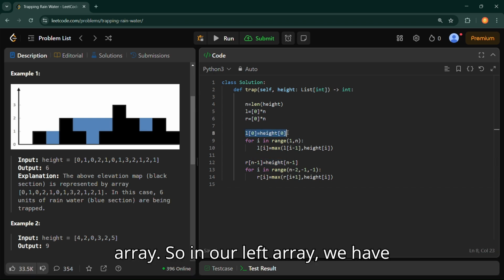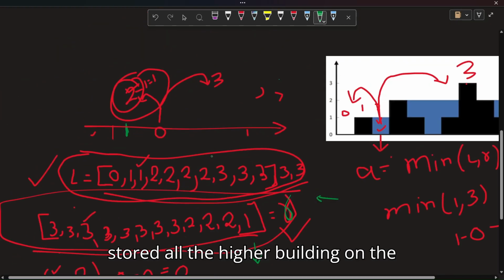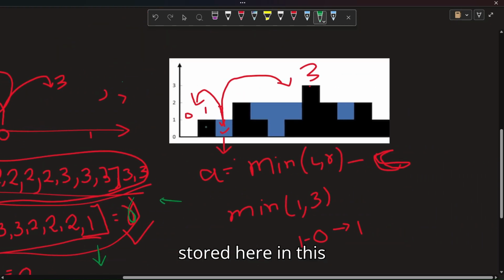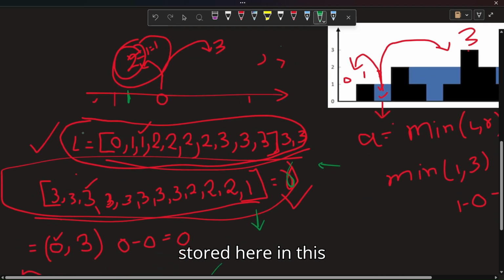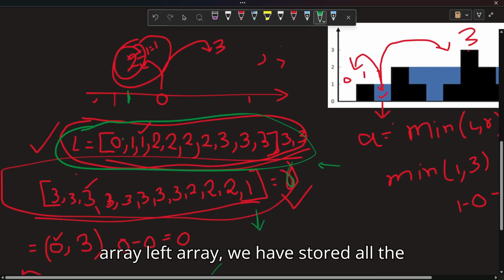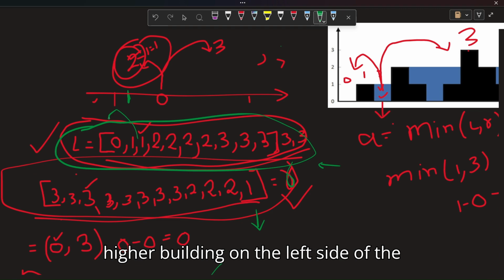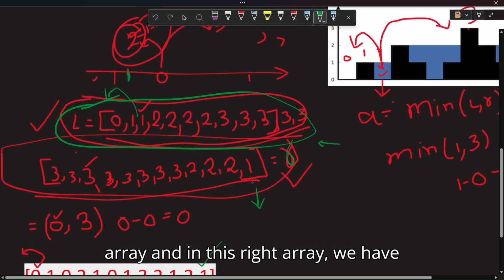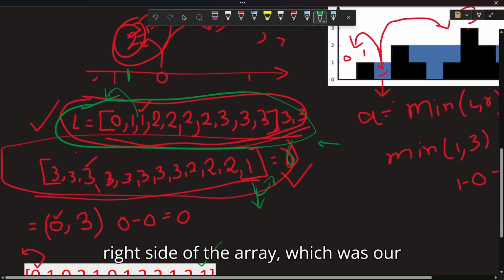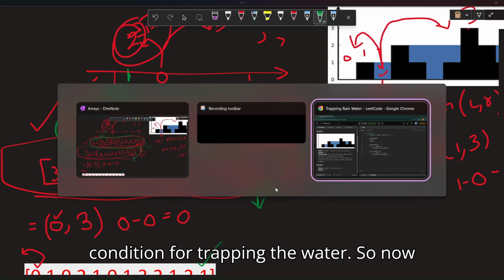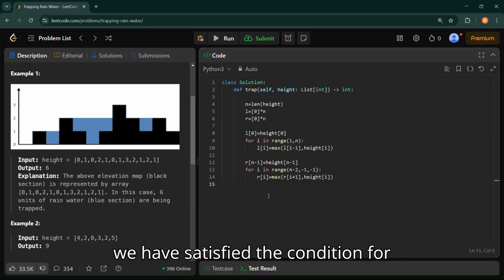In our left array we have stored all the higher buildings on the left side, and in this right array we have stored all the higher buildings on the right side of the array, which was our condition for trapping the water. So now we have satisfied the condition for trapping the water.